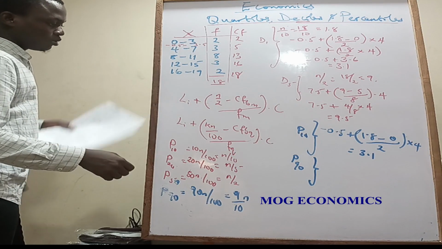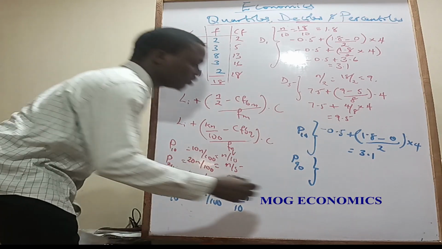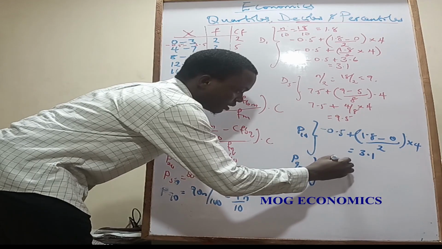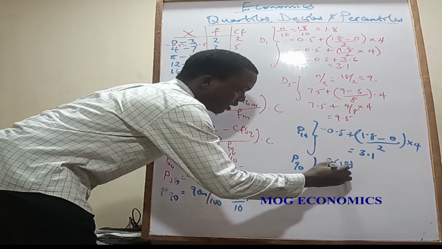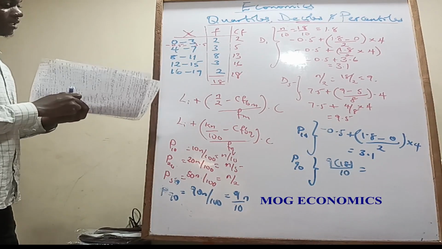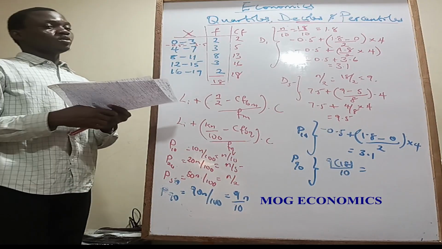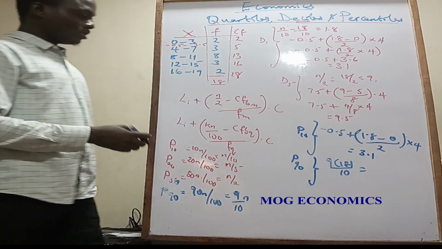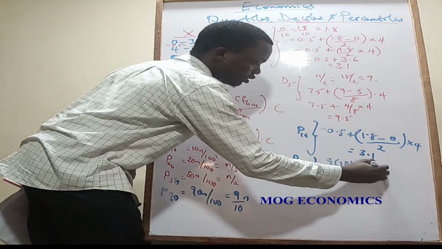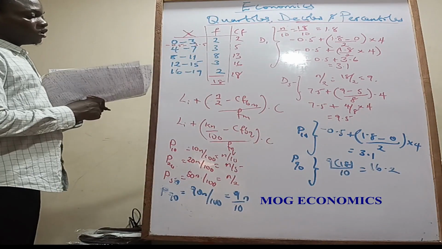So what's 9 over 10n? N is 18. So 9 times 18 over 10. That's 9 times 9 times 2. 9 times 9 is 81. 81 times 2 is 162. 162 divided by 10 is 16.2. Right, so we have 16.2.